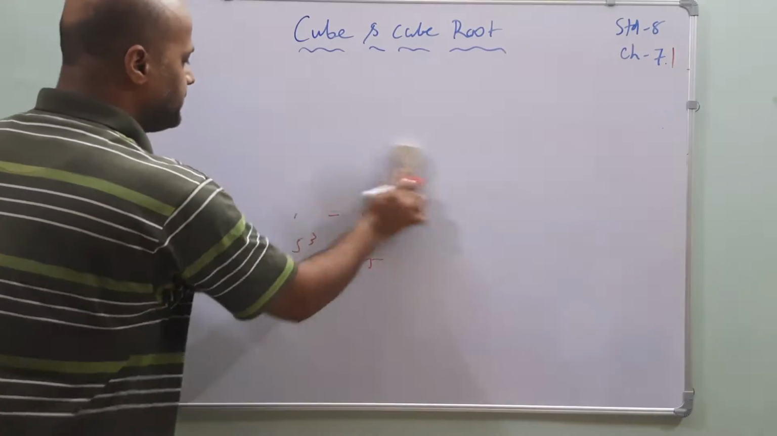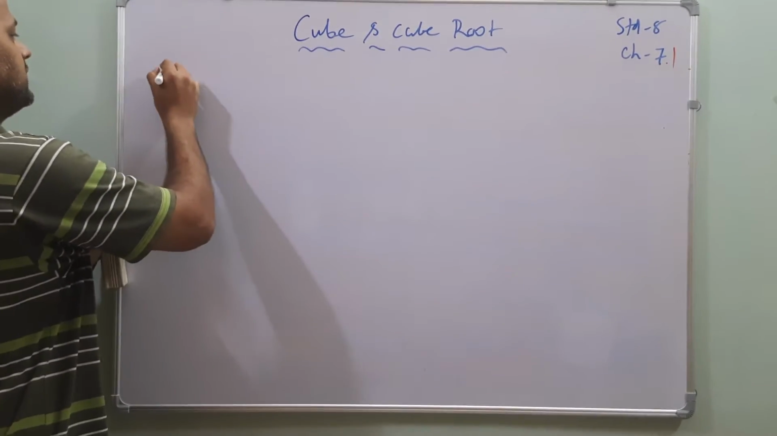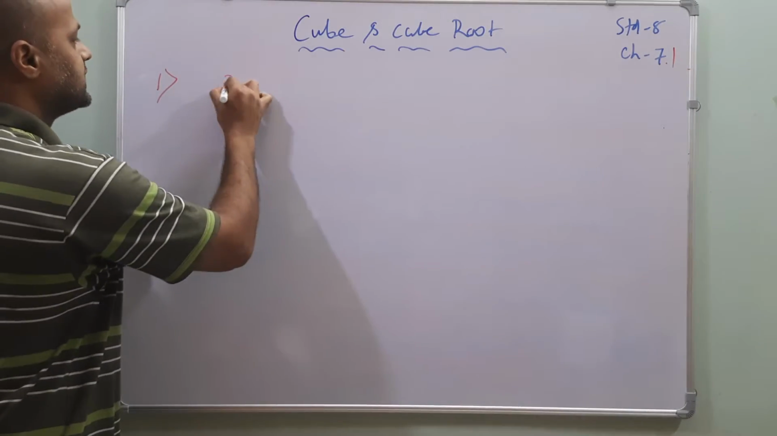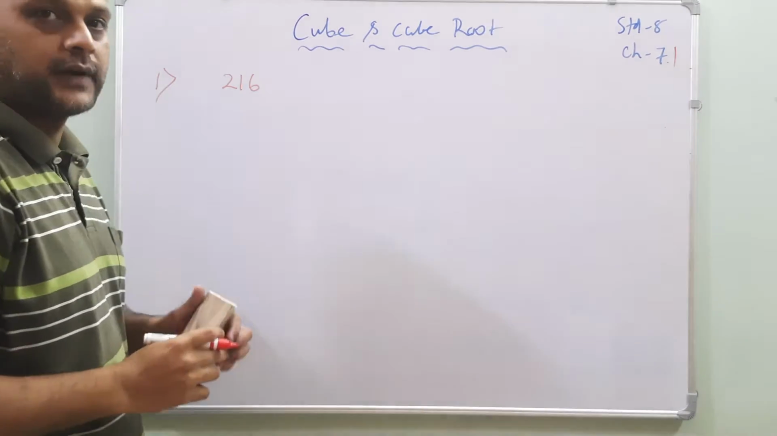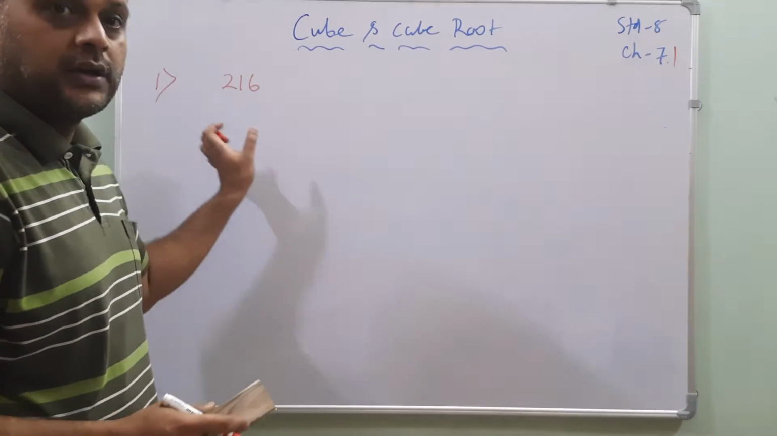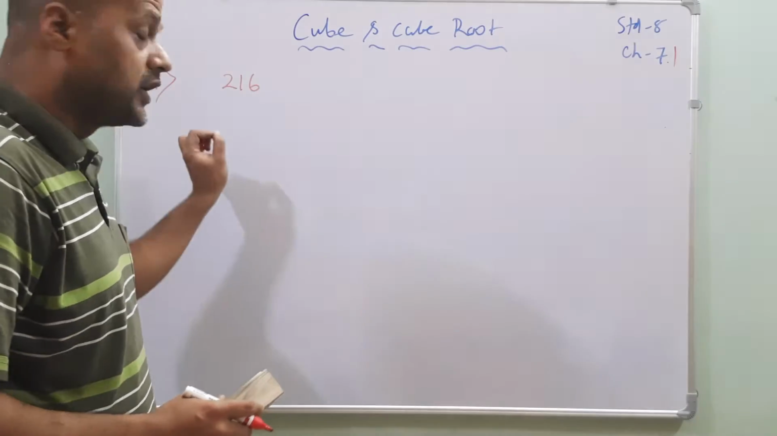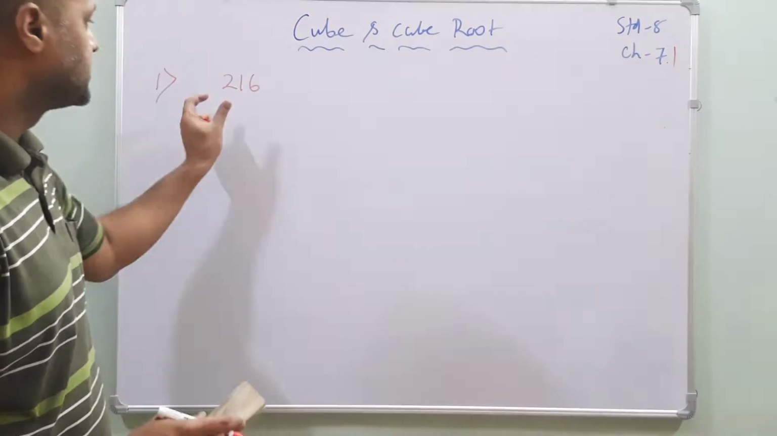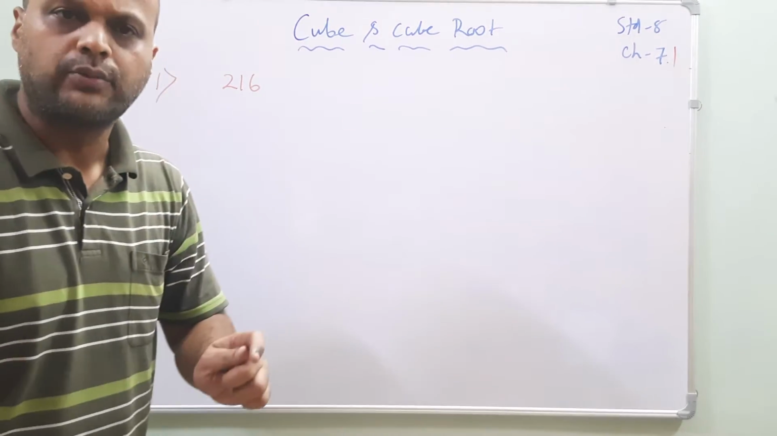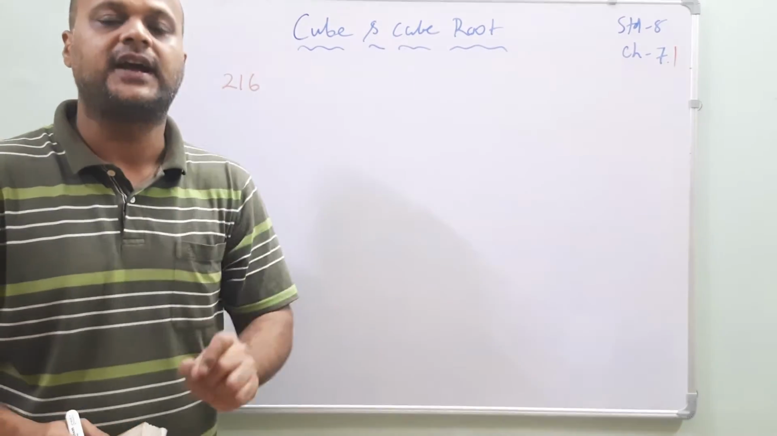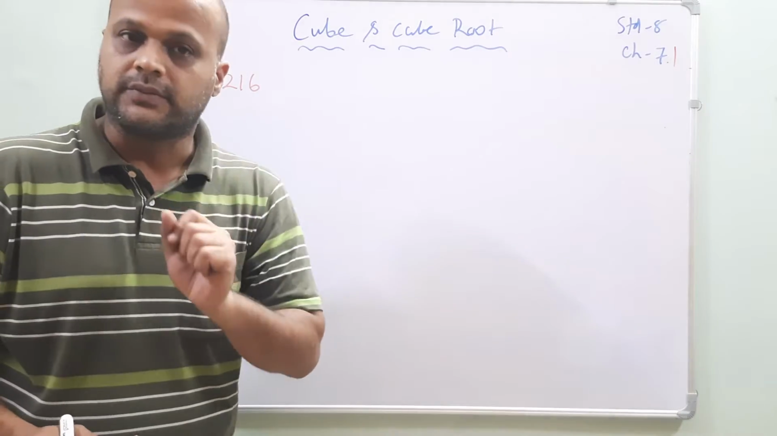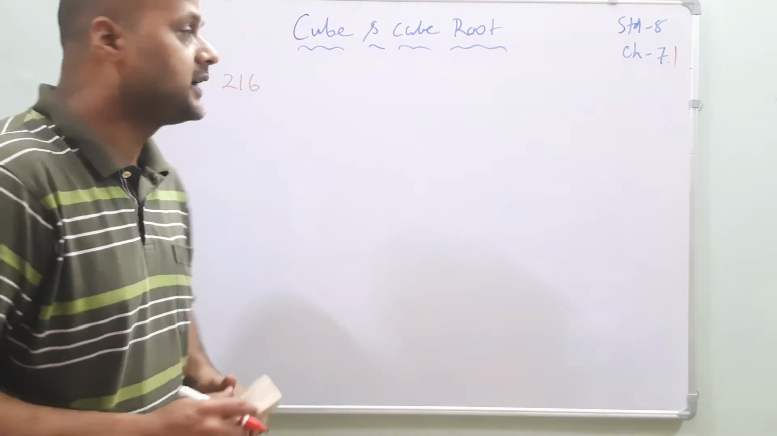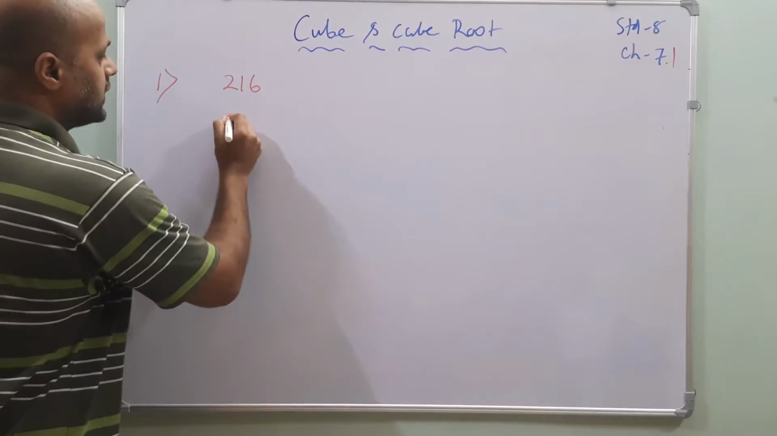So what is that? The first point is saying that suppose the number is 216. Is 216 the cube of which number? If it is asking that, then what do you have to do? There is one process, that is the prime factorization method. You have to first find the prime factors of that number. Go for it. 216.